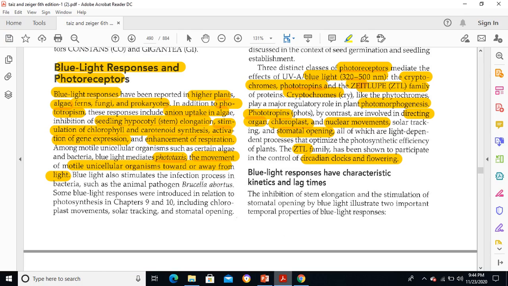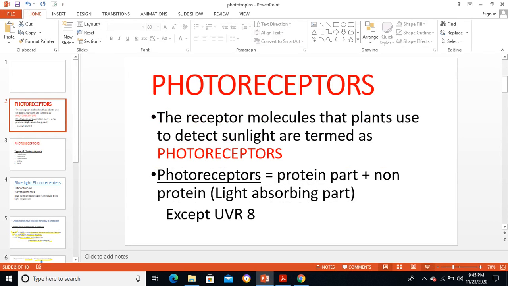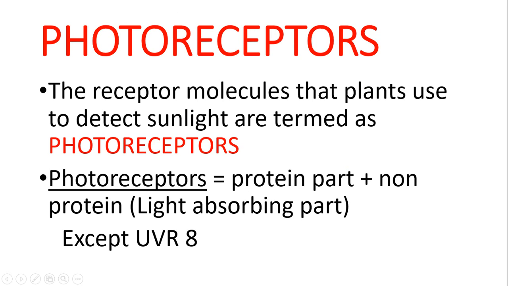Hello everyone. So today we are going to discuss blue light sensing photoreceptors. I have taught you about photoreceptors in the last video. If you have not watched that video, I recommend you go through that video first, then come and watch this video. I will give a brief introduction about the last video.